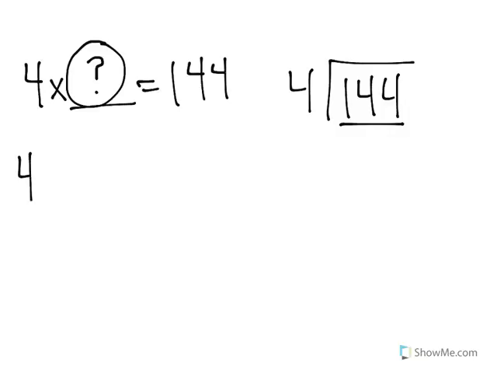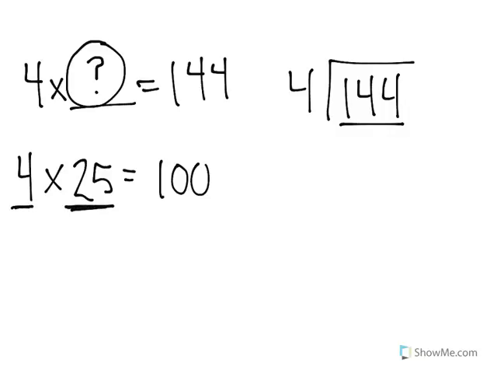I'm going to multiply 4 by as high of a number as I possibly can to get close to 144. So I don't know what needs to multiply by 4 to make 144, but I do know that 4 times 25 is going to equal 100. So I have 4 groups. I passed out 25 to each group, and in total I passed out 100. So I'm going to go ahead and subtract 100 from 144 to see how much I have left. And I have 44 left to distribute, or to divide evenly, across my 4 groups.